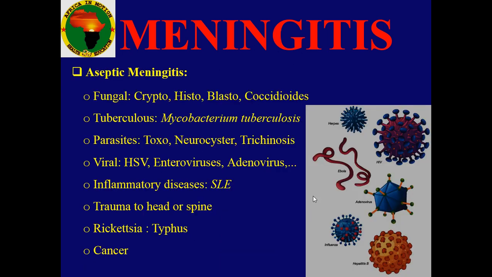And there is aseptic meningitis. Aseptic meningitis most of the time will be due to fungal infection. You will hear of cryptococcal meningitis, histoplasmosis, or tuberculosis, TB, Mycobacterium tuberculosis. There are parasites, toxoplasmosis, viruses like herpes simplex virus, enteroviruses, adenoviruses, or other conditions like systemic lupus erythematosus or trauma, trauma of the head or the spine, rickettsia, typhus, or cancer. So these types of viruses, conditions and parasites will cause what we call aseptic meningitis.